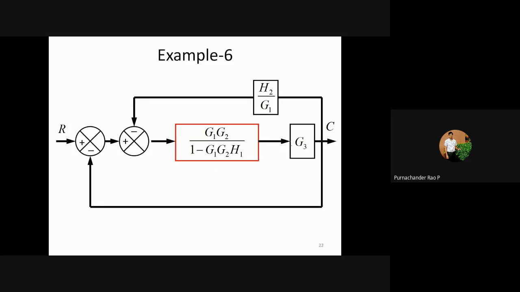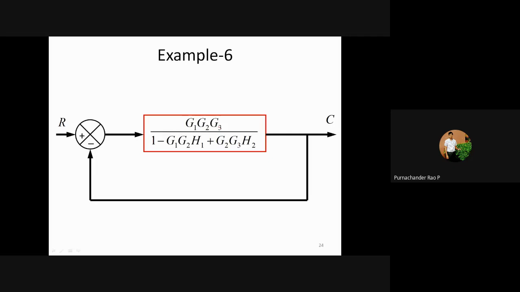And next, these two are in cascade, so you can club them into one block. And next, just you see, this is G and this is H. This is a closed path it is forming. So G by 1 plus G1, G2, G1, H2. So you will get this block. And here H is equal to 1. Again, this is a feedback loop.